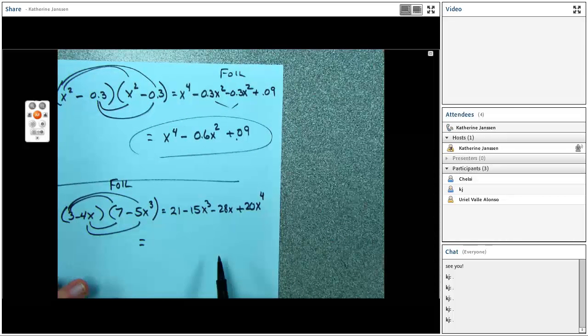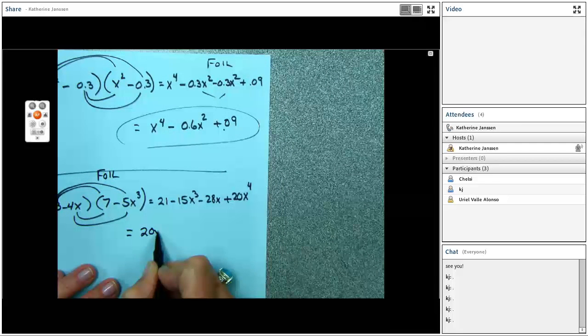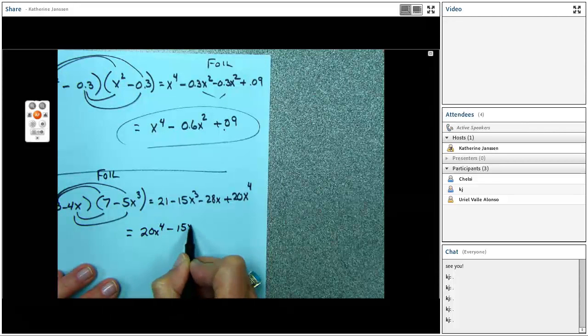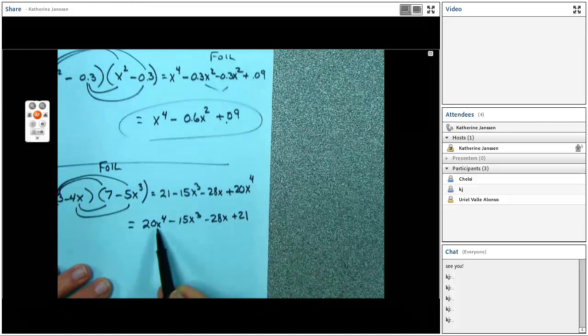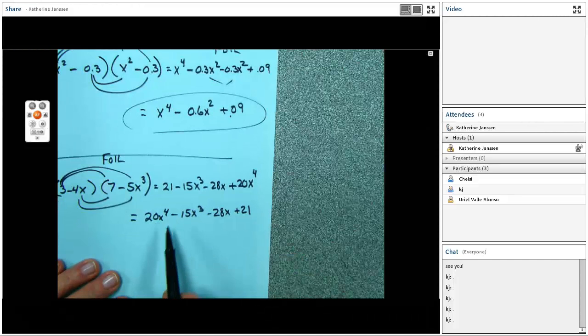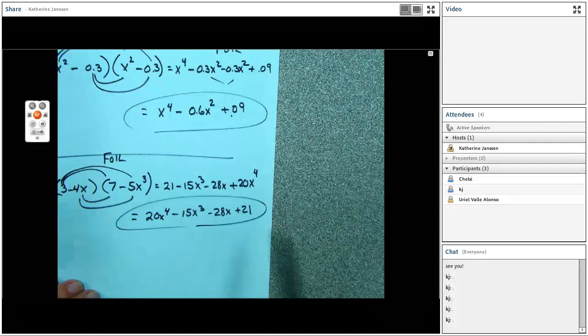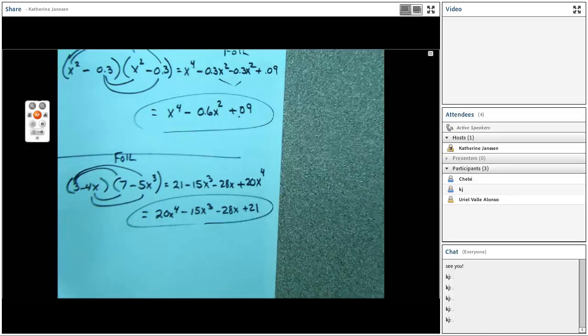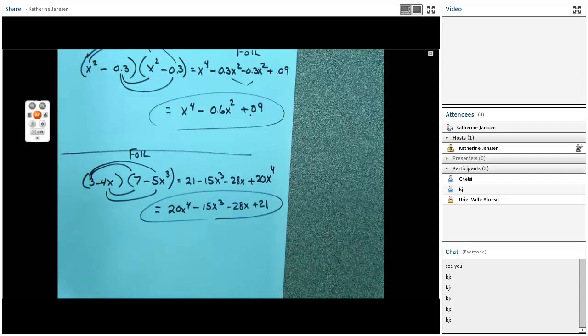Watch at my math lab, they may ask you to show in some type of order. So we'll rearrange to an order. Descending order on my x term, 20x to the fourth minus 15x cubed minus 28x plus 21. So FOIL, special product rule for binomials. When I have a binomial times a binomial.